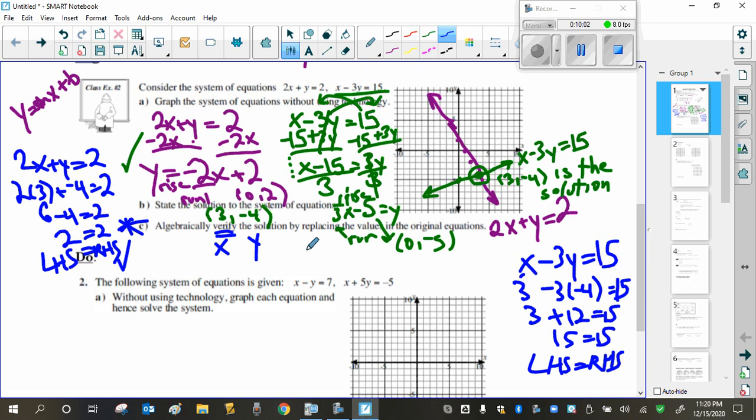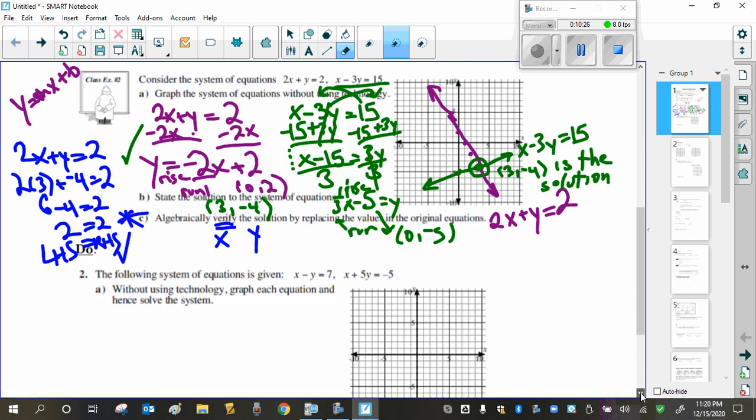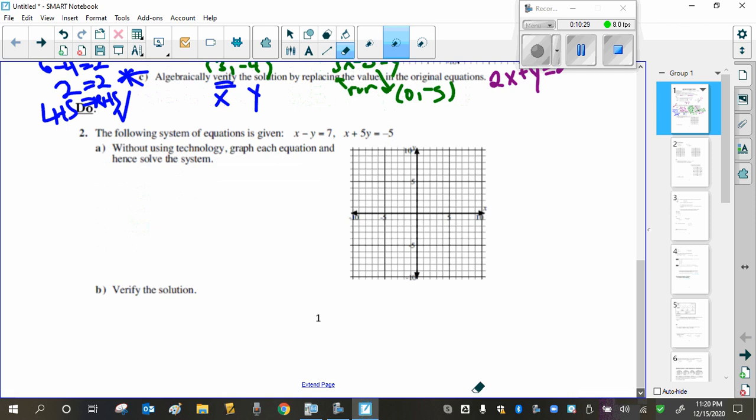Okay, good job. Let's now work on XY intercepts. And again, I'll do the first one. You do the second one. If you need to write any of this down, please pause. There we go. Number 2. Okay, we're going to do this with XY intercepts. So go ahead and write that down, using XY intercepts.